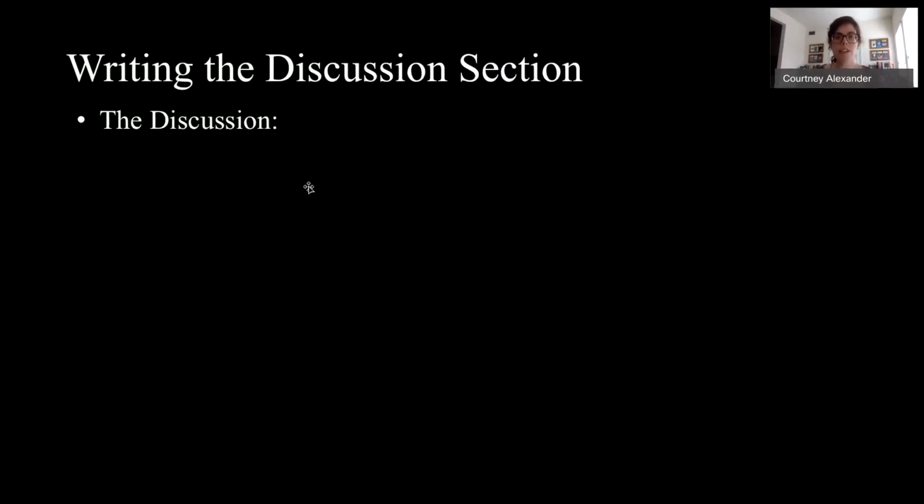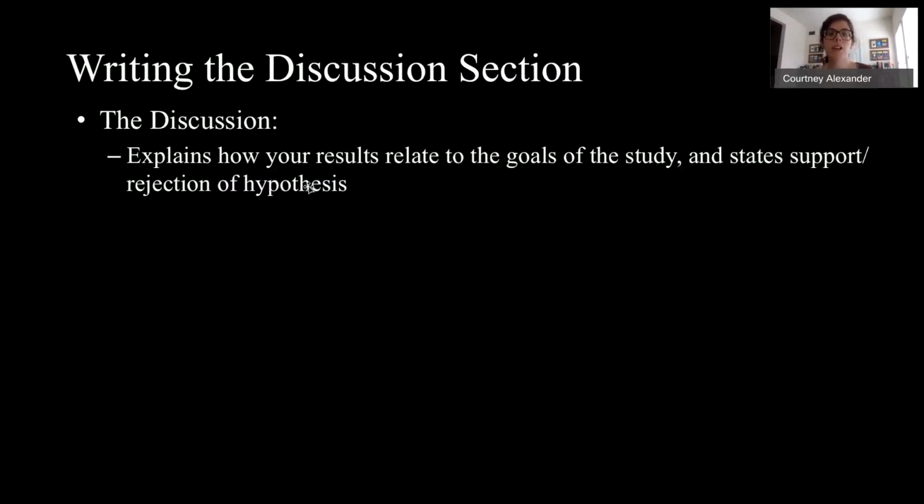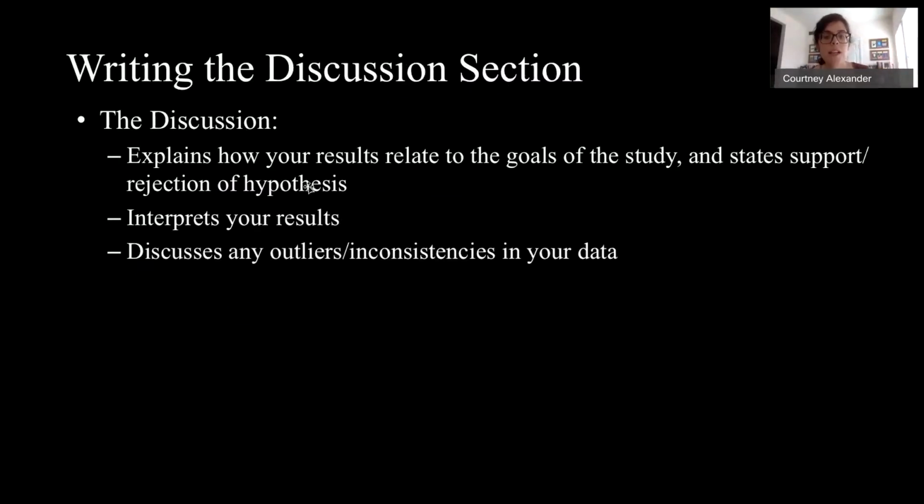When you're writing your discussion section, you want to explain how your results relate to the goals of your study and whether it supports or rejects your hypothesis. You're going to reach back to that original goal and that original hypothesis. You want to interpret your results. In the results section, you say, this is what happened. And in the discussion section, you put that into context. Why did that happen? You want to discuss any outliers or inconsistencies in your data. Why did you have that one value that's super high or super low? Or why is this trend the way it is?